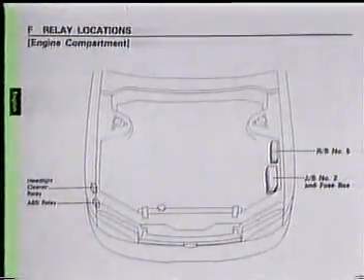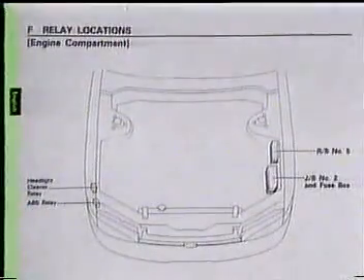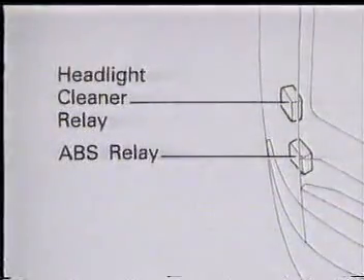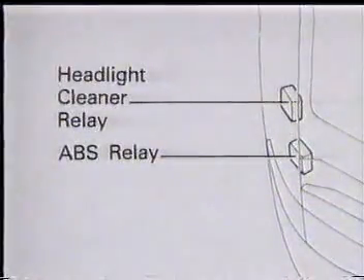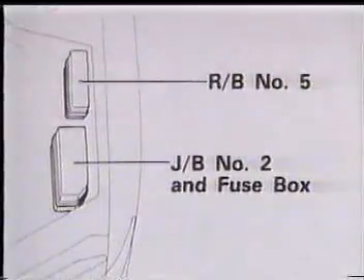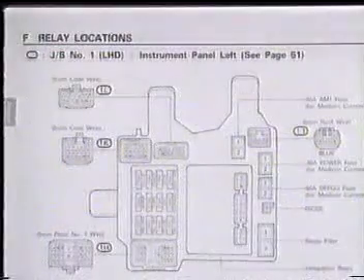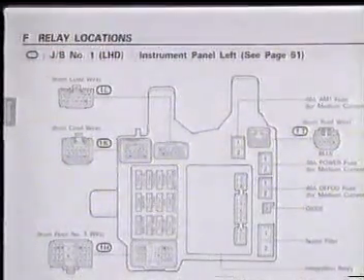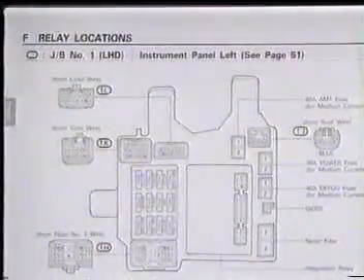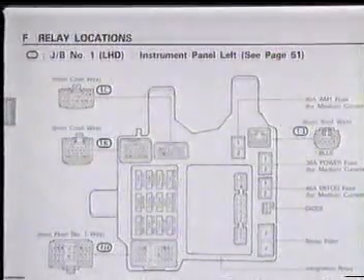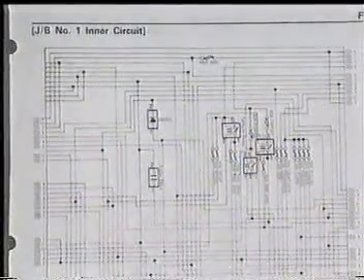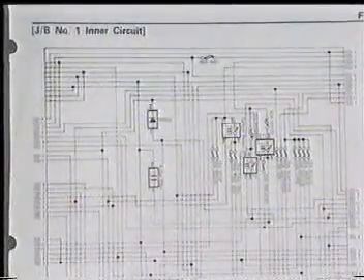The next section is on relay locations. Here are the locations for the relays, junction blocks, and relay blocks used in the car. Also shown here are the locations of the relays and connectors in the junction blocks, and the internal circuitry of the junction blocks.